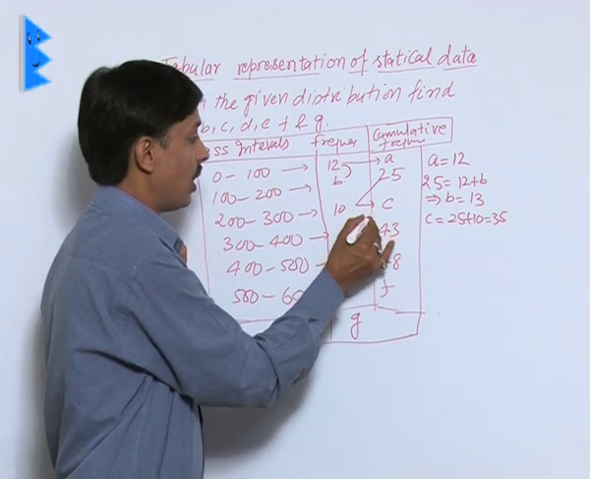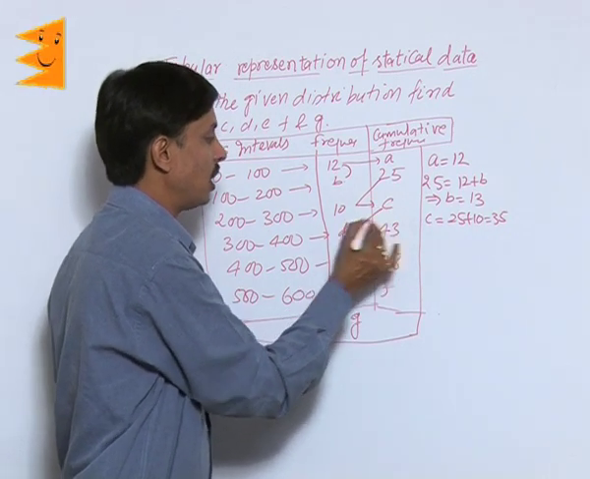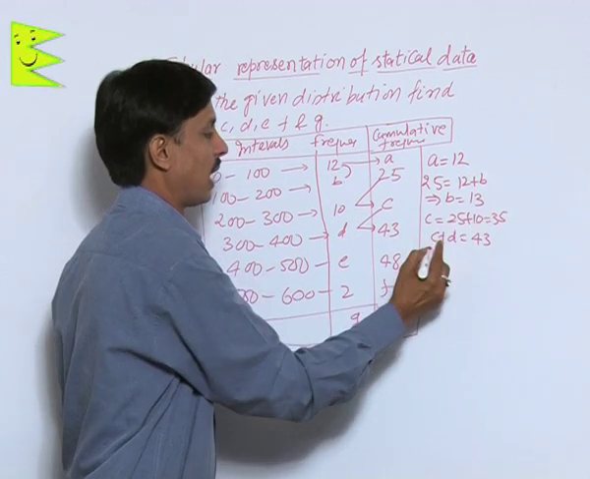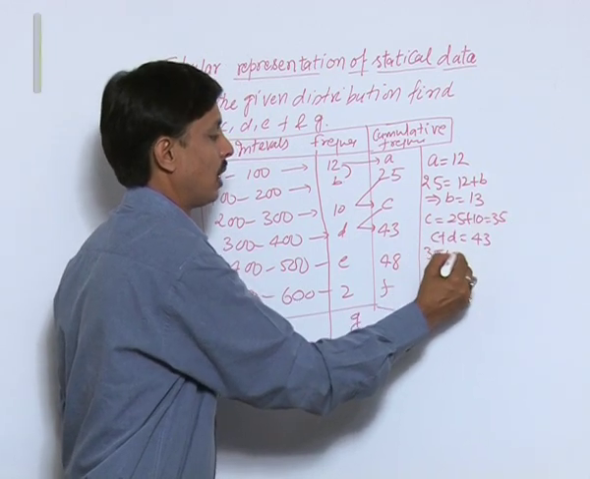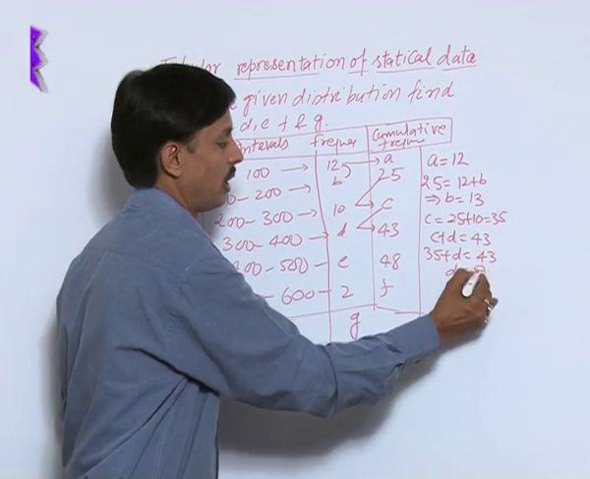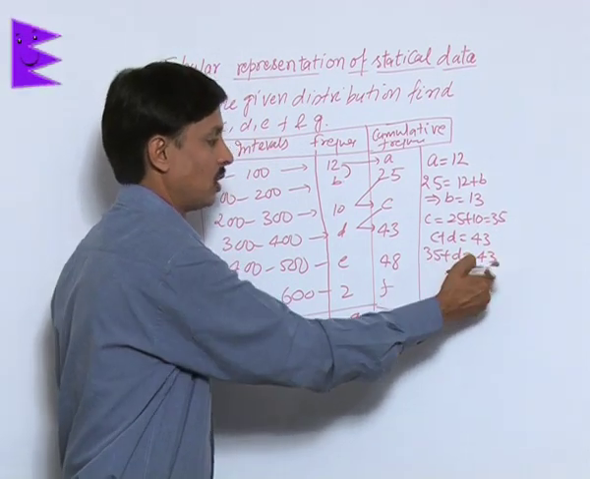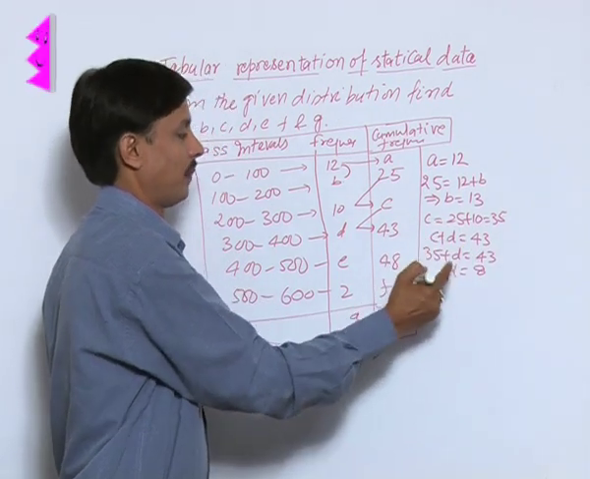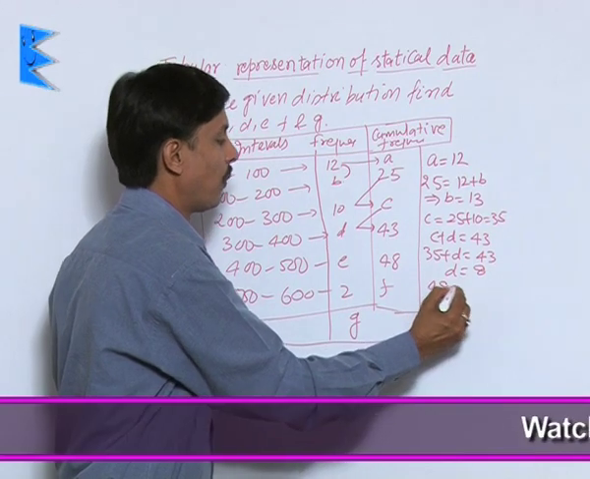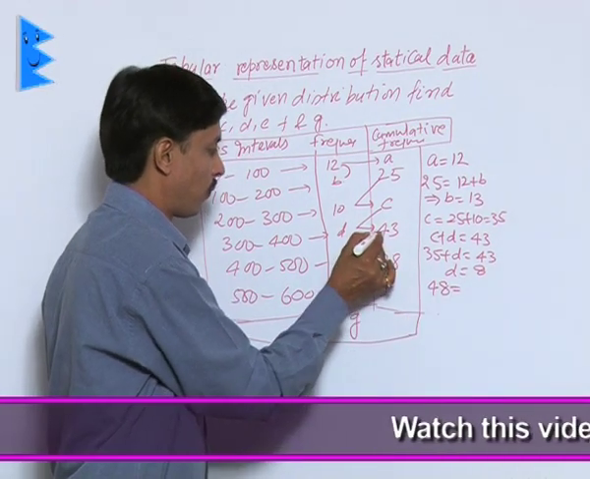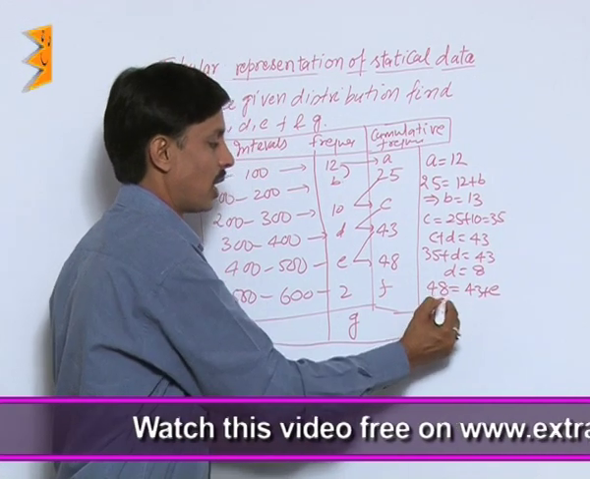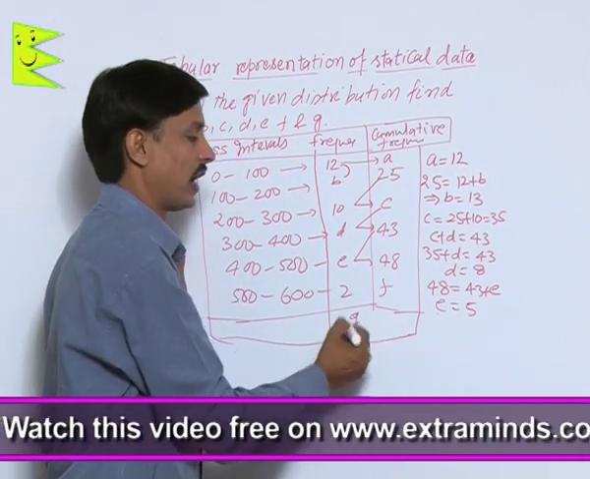That is 35. Now the answer of C plus D has to be 43. C is calculated as 35, so 35 plus D is 43. So the answer of D is 8, that is 43 minus 35. Now I can say the value 48 is the sum of 43 plus E, so the answer of E will come out as 5.